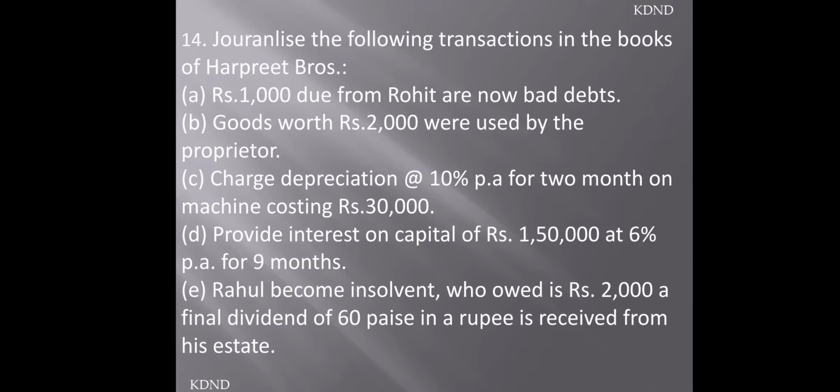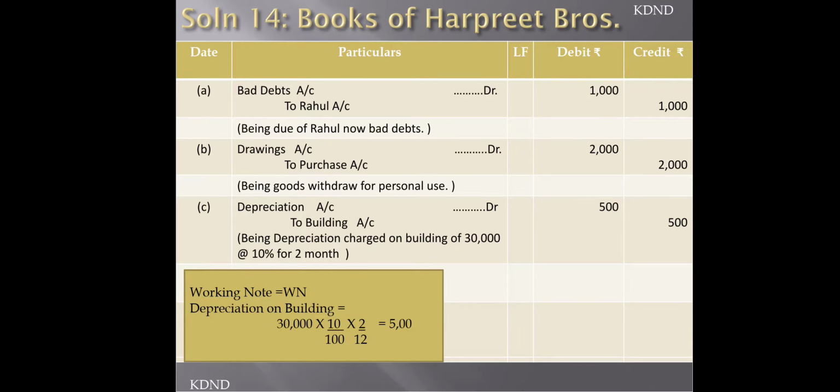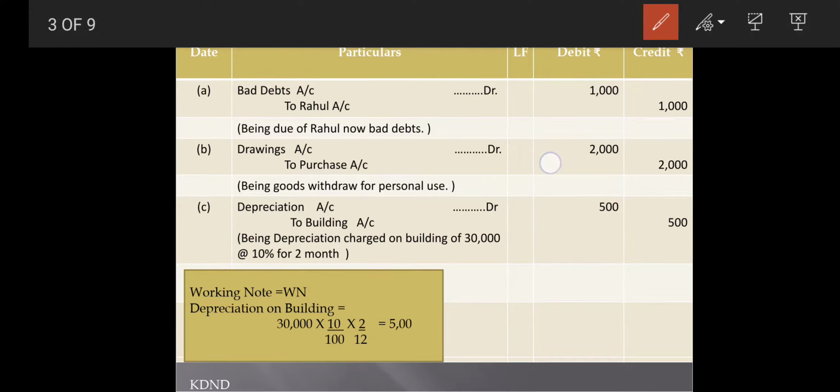Goods worth rupees 2000 were used by the proprietor. So here the proprietor is using the goods for his personal use. Whenever goods are withdrawn by the proprietor for personal use, you have to enter the transaction by using the account name drawings. So here drawings account is debit, and goods are going out, so they are termed as purchase, going out at book value. So it will be drawings account debit to purchase.